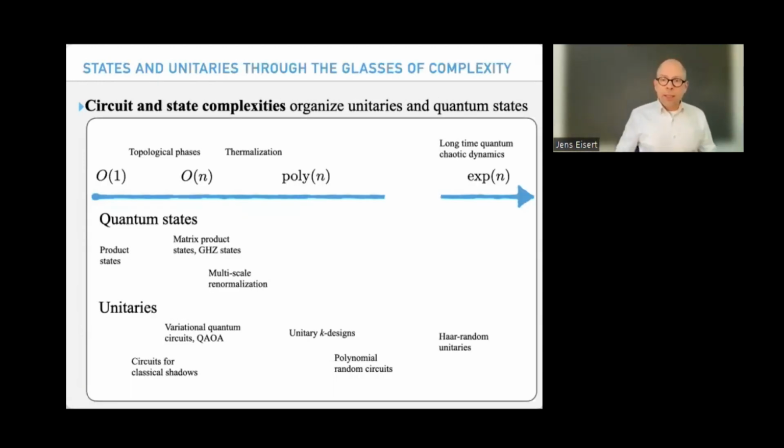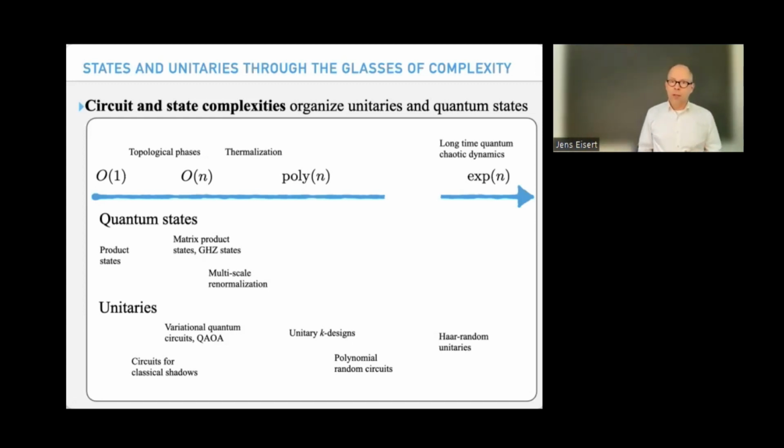So complexities are important, they are profound, they are meaningful, they are well defined, they are intuitive in many ways. They can also be seen as guides to organize unitaries and quantum states in all possible states in Hilbert space or all possible unitaries. So think of a diagram where on the left-hand side you have the quantum states with the smallest complexity, say product states that can be prepared with unit depth circuits, matrix product states that in a staircase fashion can be prepared with linearly deep circuits, GHZ states that don't have much entanglement, but still it's interesting to see that one can prove that they cannot be prepared with constant depth circuits. Multiscale renormalization has a complexity of n times log n in the state complexity and so on. And there are higher complexity states on the right-hand side.